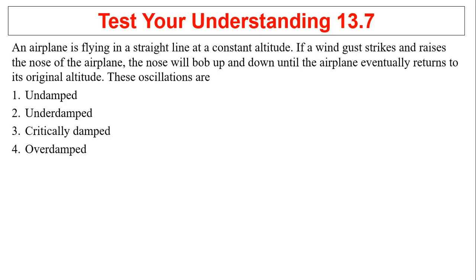So we know it's definitely damped because it's bobbing up and down and eventually returns to its original altitude. So it can't be number 1. It cannot be number 3 or number 4, because number 3 and number 4 mean no oscillation. So number 2 is a reasonable one.